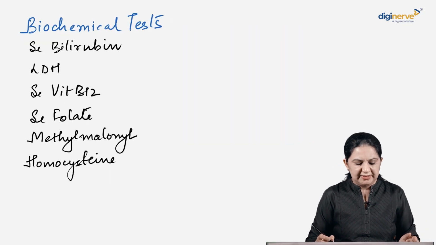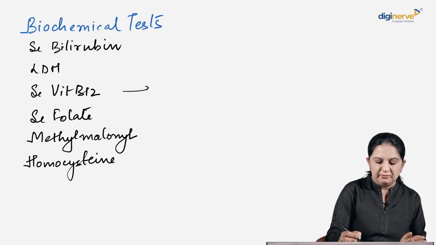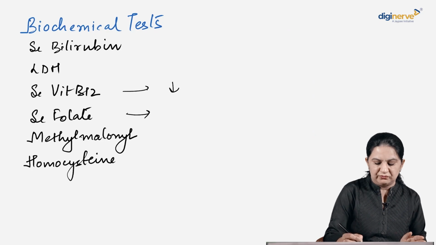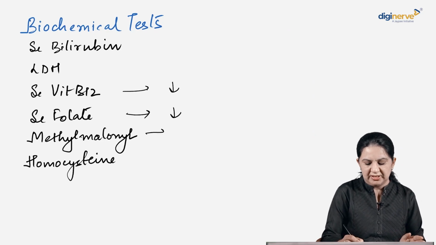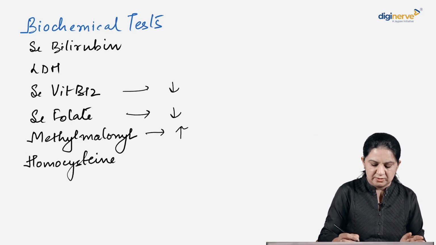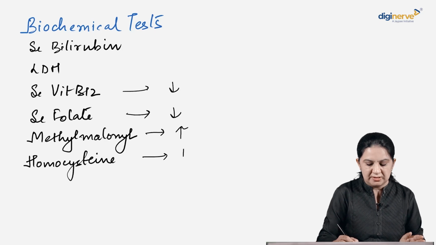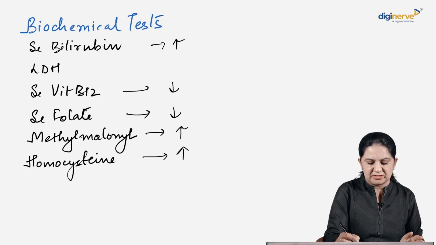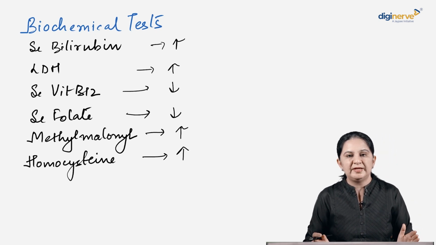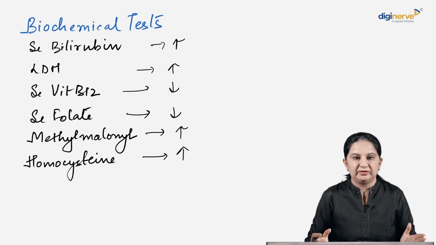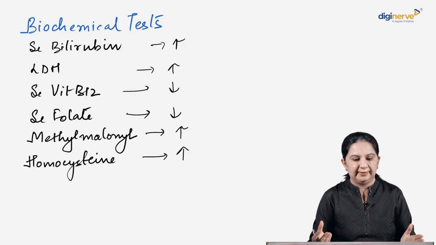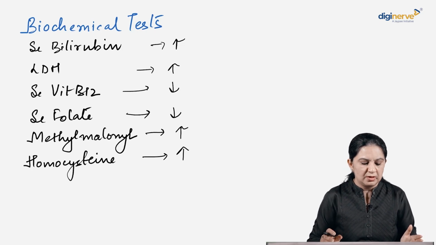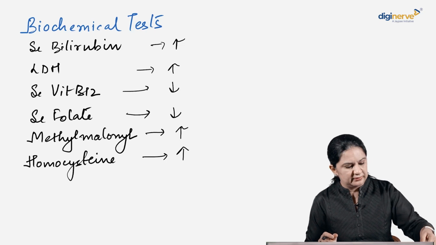Coming to the biochemical tests. Simple: vitamin B12 reduced, folate reduced, methylmalonic acid raised. Hyperhomocysteinemia, homocysteine would be raised. Why would bilirubin and LDH be raised? Anybody? Because there is defective erythropoiesis, so there would be accelerated destruction of these cells also. So bilirubin and LDH would be raised.